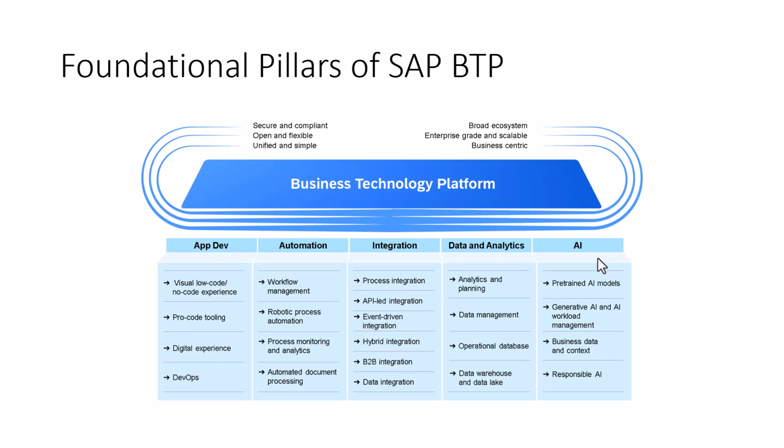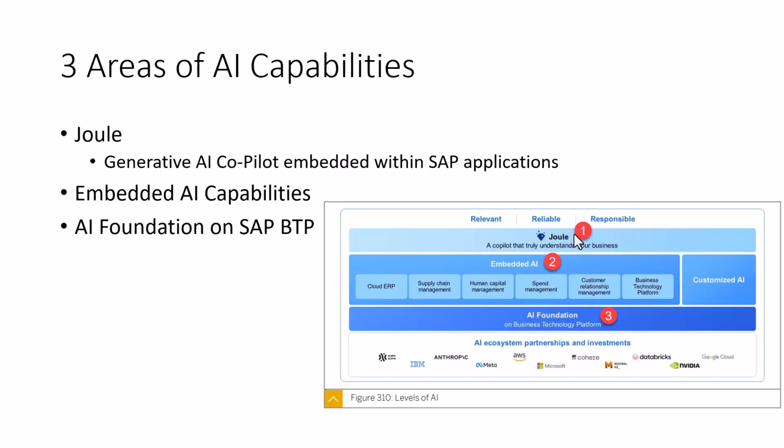This is the hot topic in the industry, and one of the key pillars in the SAP BTP platform is AI as well. When it comes to SAP, there are three key areas of AI capabilities. There is Joule, and there are also embedded AI capabilities in all of the SAP standard delivered apps. And there is also the AI foundation on SAP. These are the three areas in which SAP concentrates.